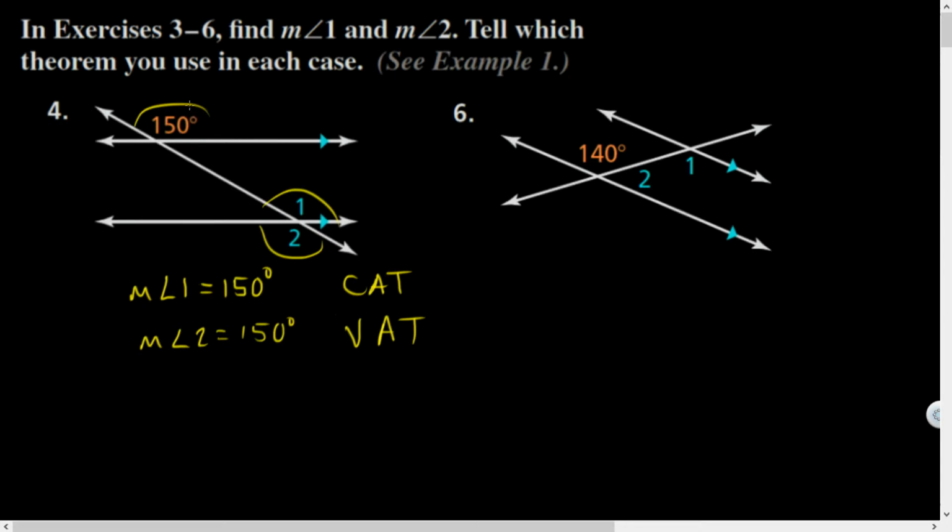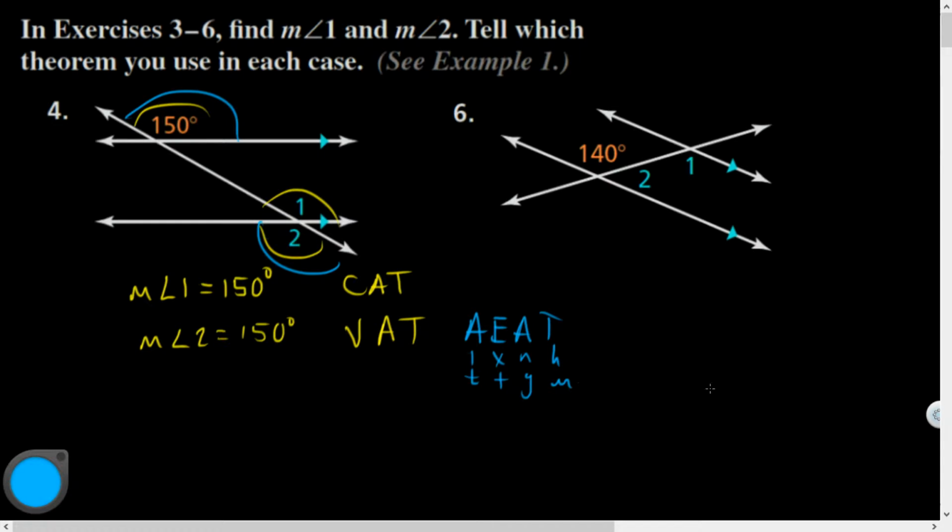Another way. Does anyone see another way that I could jump from 150 straight to the 2? I just realized my inkwell isn't here. 8. Which, for those of us who weren't here, what does that stand for? Alternate exterior angles theorem, right? I like it. Beautiful, beautiful. So that's a way you could jump right to there from there.